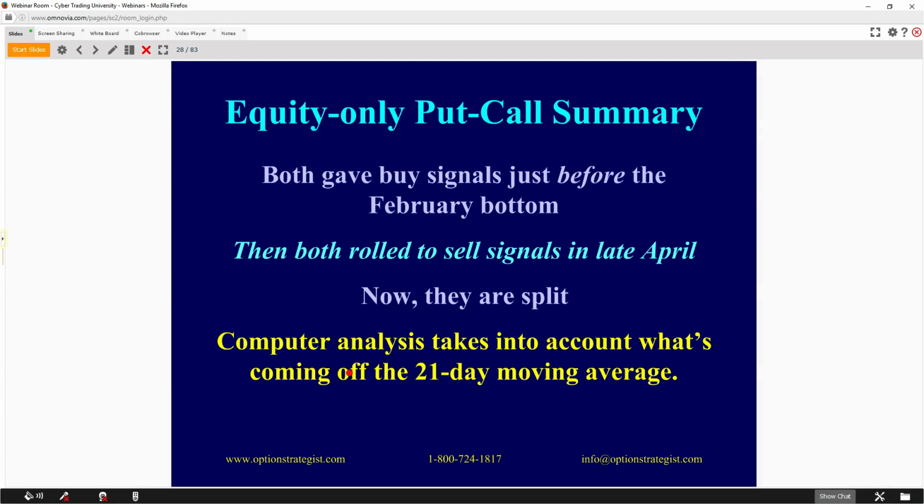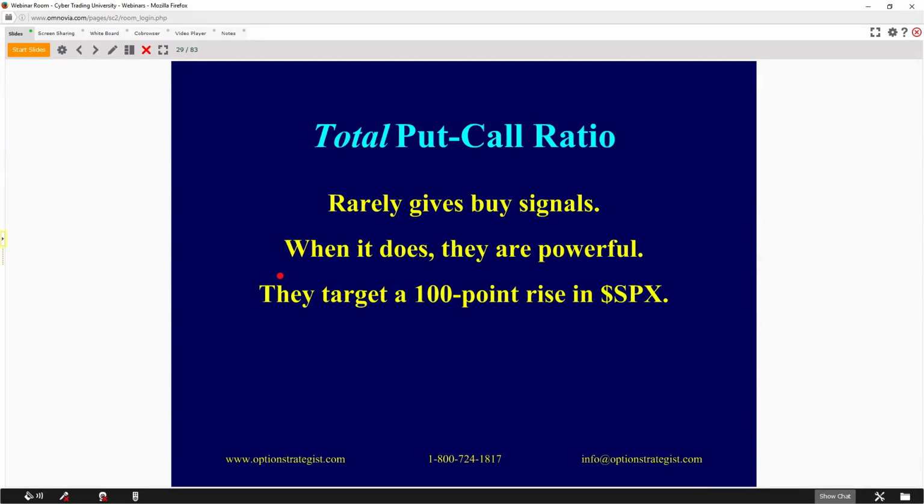So right now, the computer analysis is agreeing with the things that I said before, in that both these ratios are split. Standard's on a buy signal, the weighted's on a sell signal. So we're watching there for some confirmation.